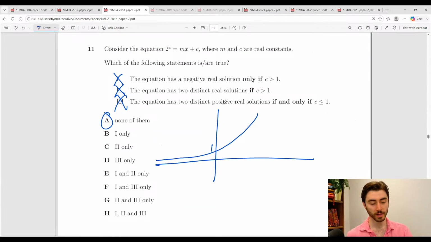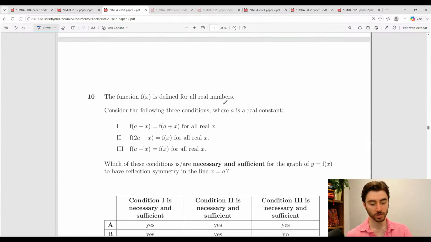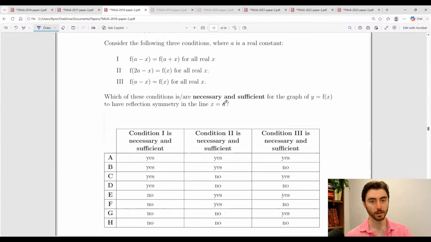So going into 2018, question 10. Yeah, let's talk about this. Again, which of these are necessary and sufficient? This means one to one, true goes to true, false goes to false. It means they just are the same thing. So for which of these is it guaranteed that this has reflection symmetry in the line x equals a?